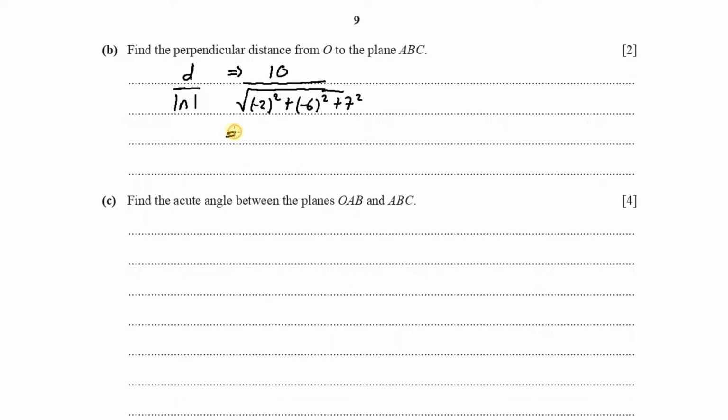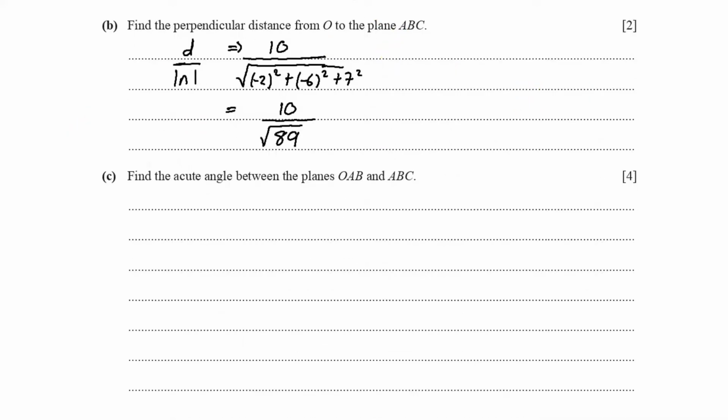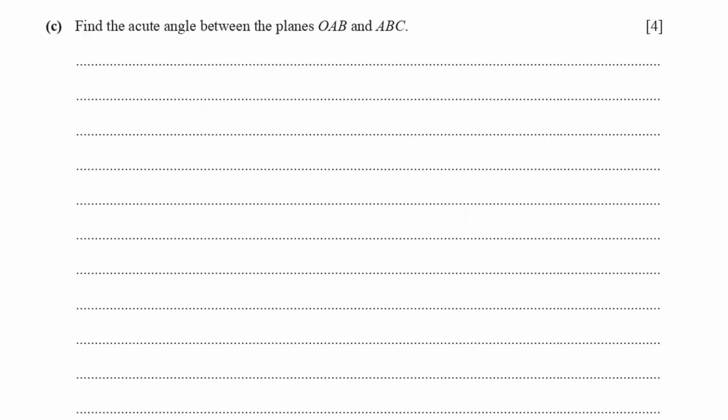So we can just simplify this, and it's going to give us 10 over the square root of 4 plus 36 plus 49. And this gives us 89. So that will be square root of 89 down there. So this is the perpendicular distance from the origin to the plane. And lastly, let's look at part C. For part C, it says find the acute angle between the planes OAB and ABC.